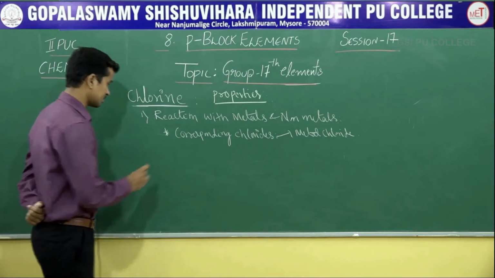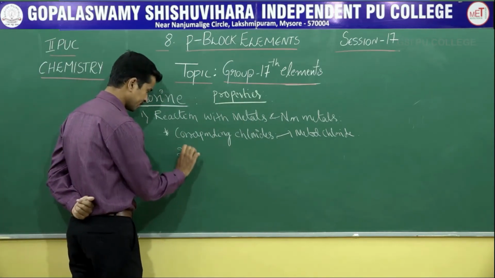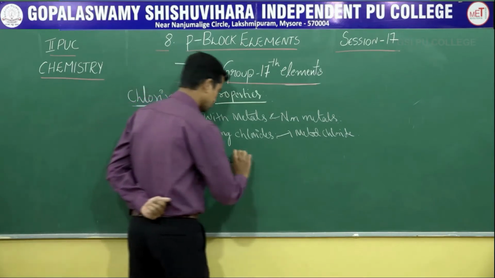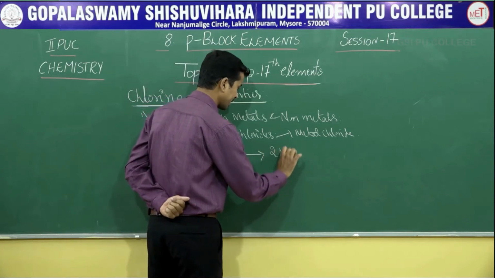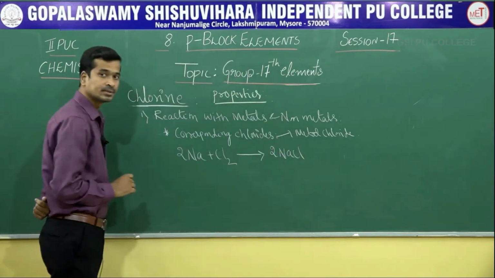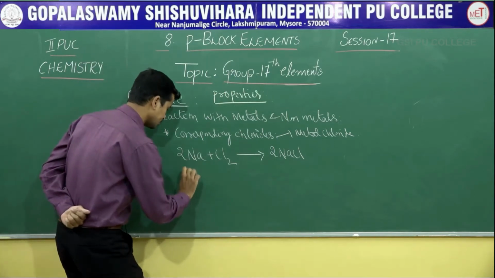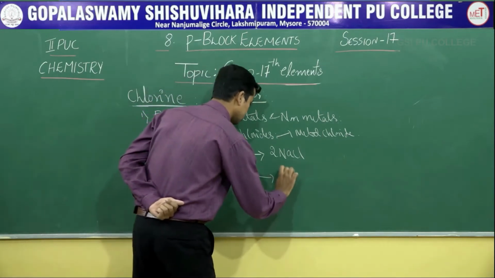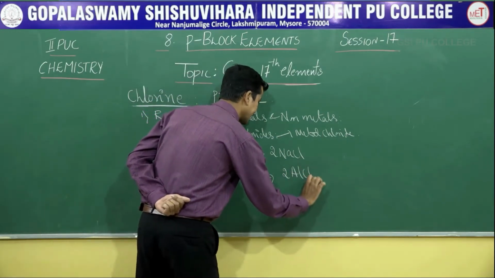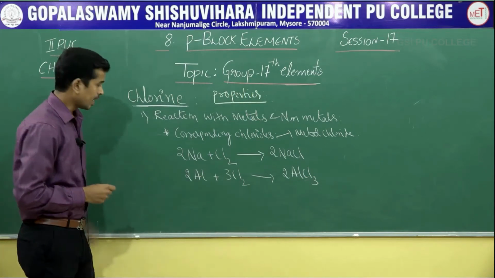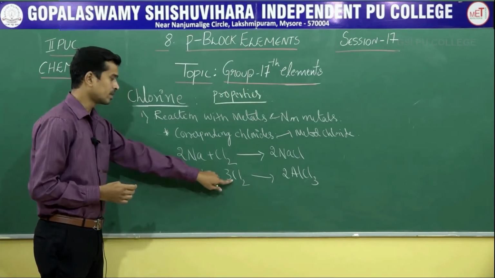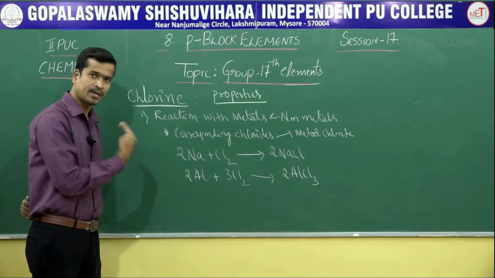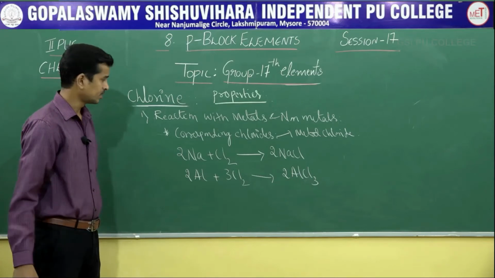Let us consider the first example. Sodium reacts with chlorine to give sodium chloride, NaCl. Next, aluminum reacts with chlorine to give aluminum chloride, AlCl3, and iron reacts with chlorine to give iron chloride, FeCl2 or FeCl3, either ferrous chloride or ferric chloride.